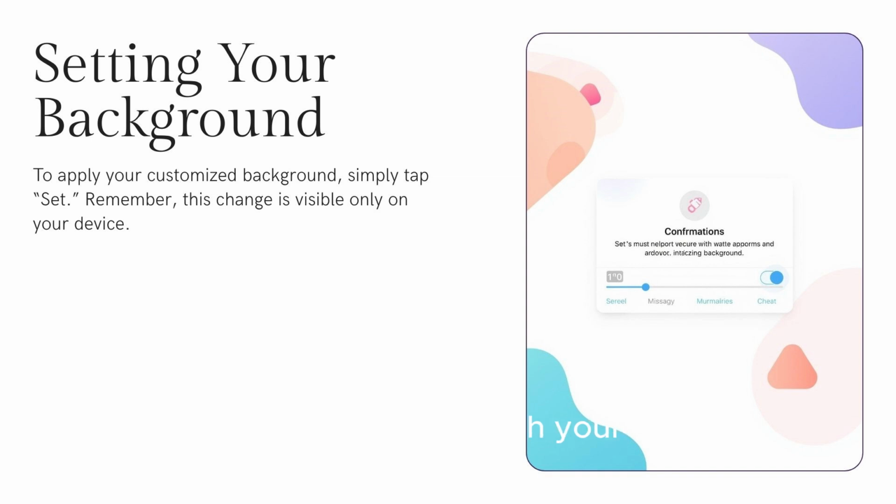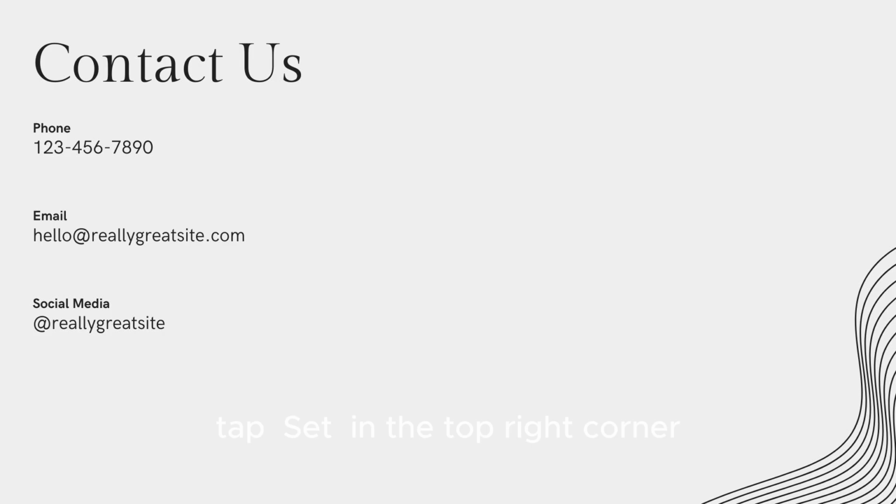Once you are happy with your choice, tap Set in the top right corner. You can set it just for this specific chat or for all of your message threads. Remember, this background change is only visible on your own device, not the other person's phone.